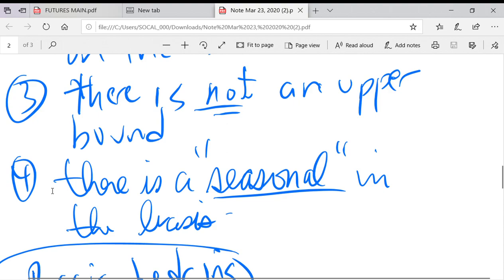And a fourth thing that we know about the basis is there's a seasonal effect. So there's a seasonal in the basis.